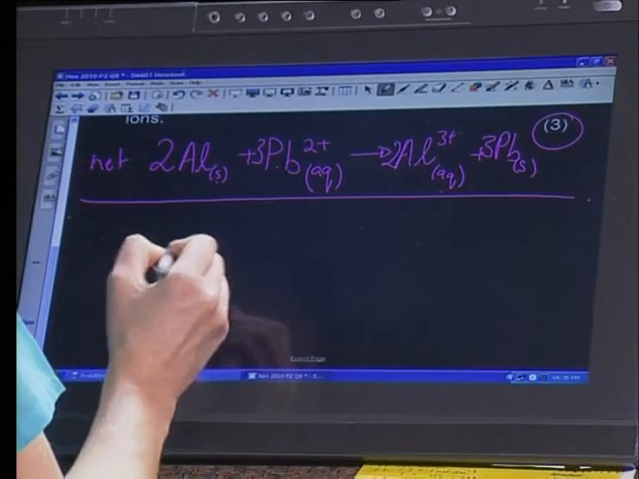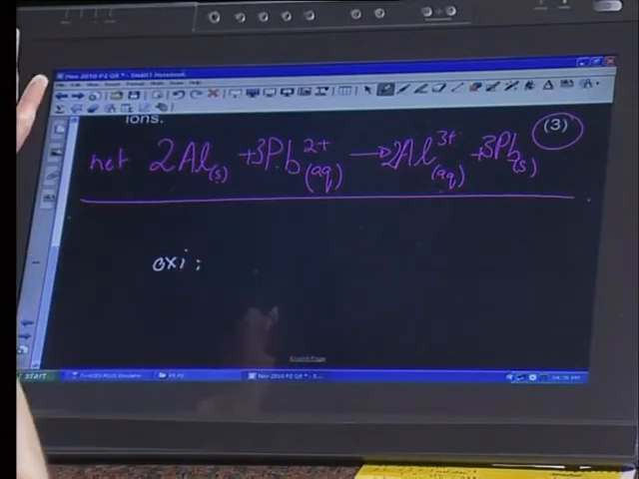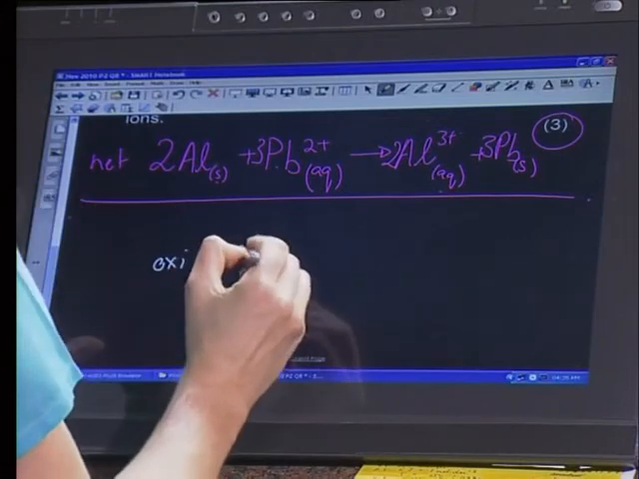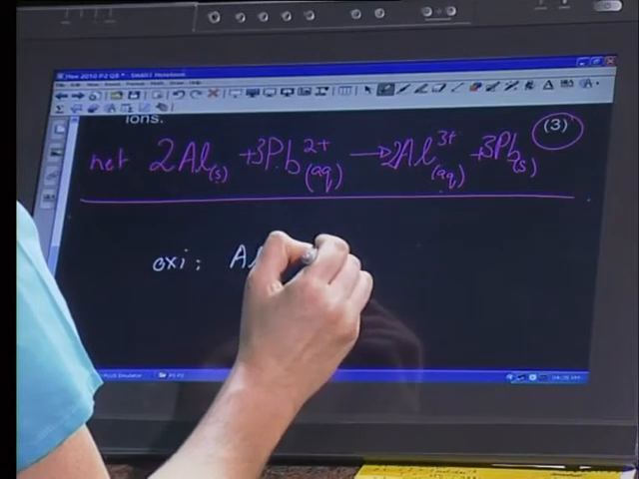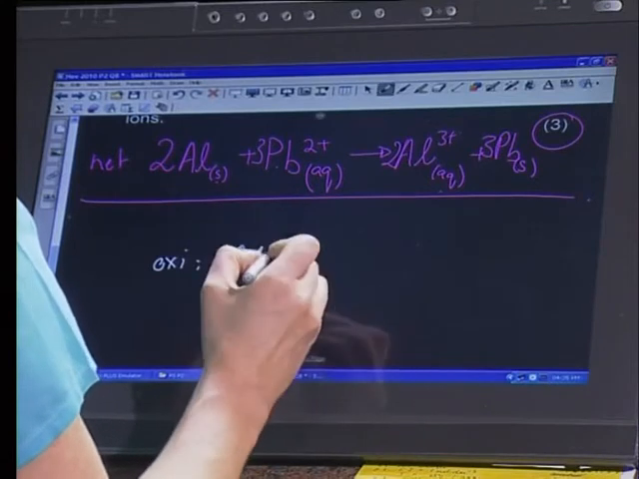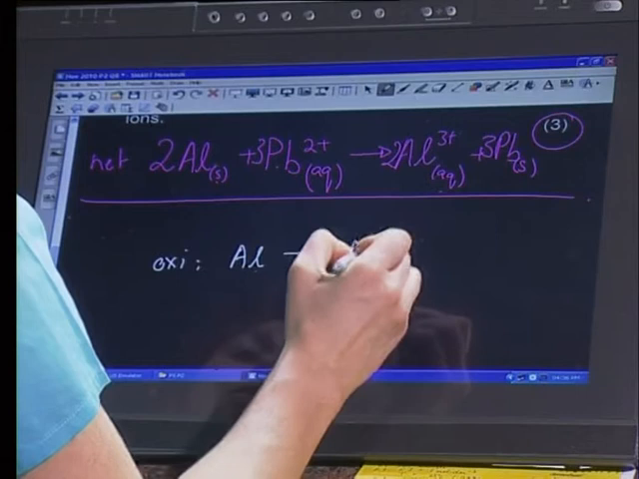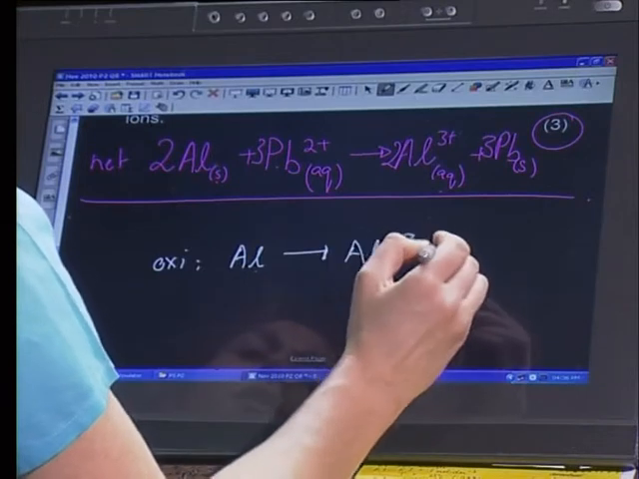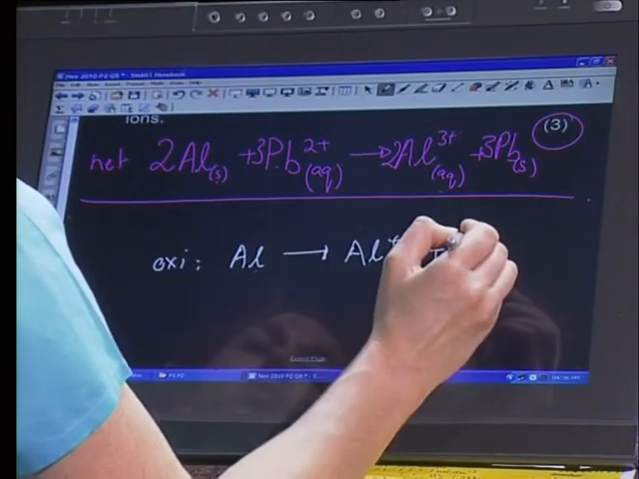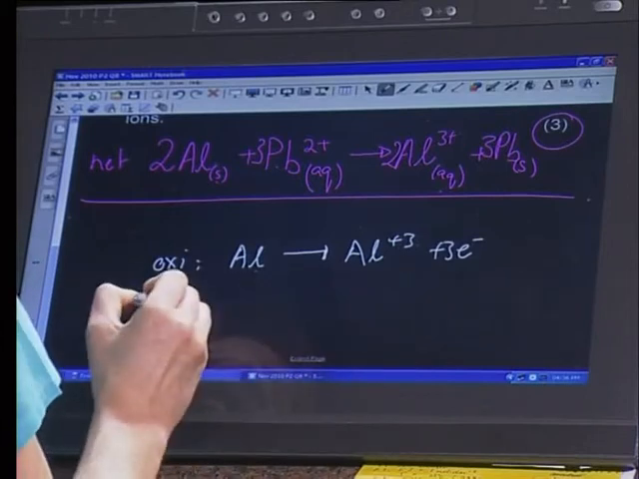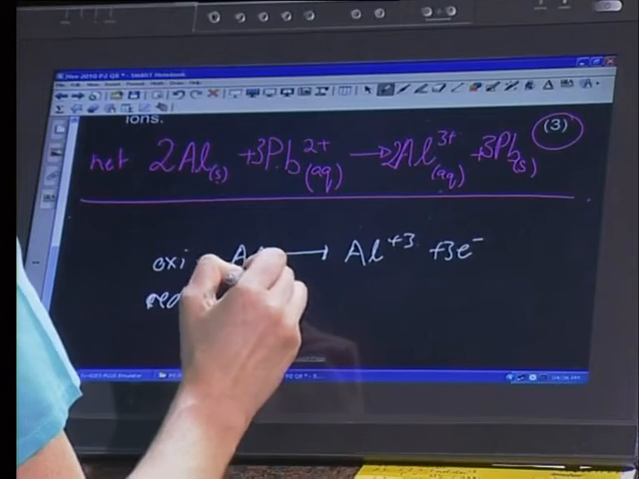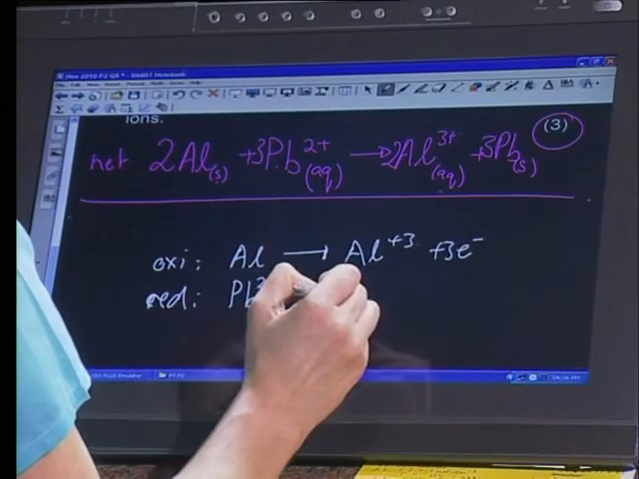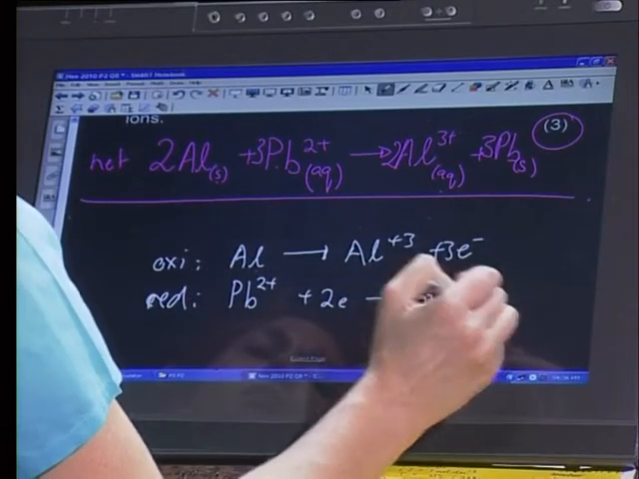If you go and look at your oxidation half reaction, the oxidation half reaction is going to be where your aluminium is. So your aluminium will go and it will lose electrons. So when it loses the electrons, it is going to turn into your aluminium over here and the electrons that it's lost. So there's 3 electrons. And on your reduction side, you're going to have the lead, which is going to gain the electrons, and it will turn into Pb metal.